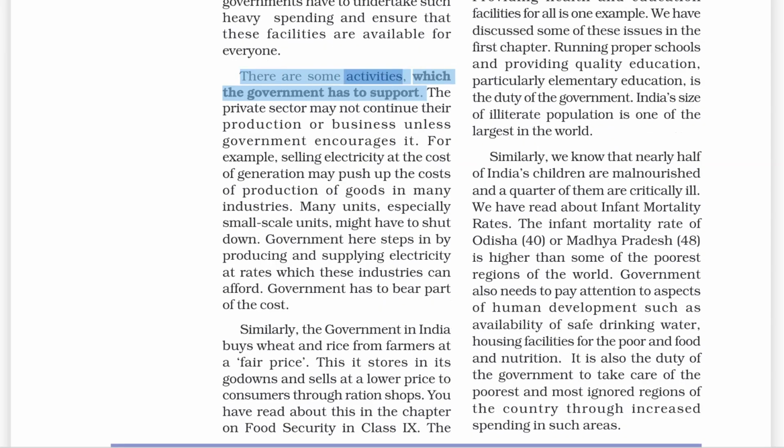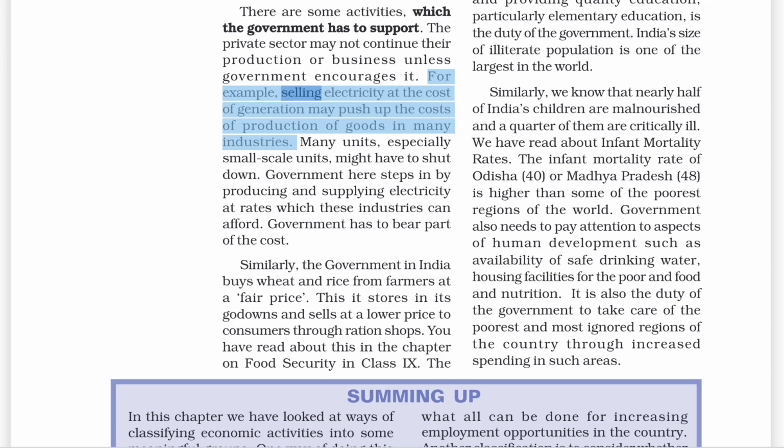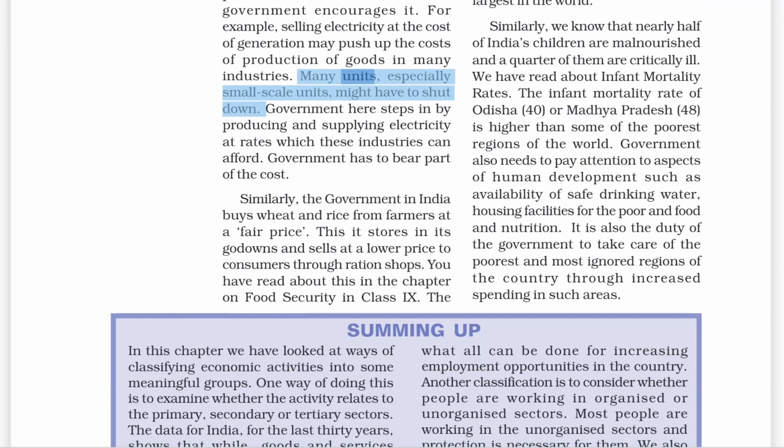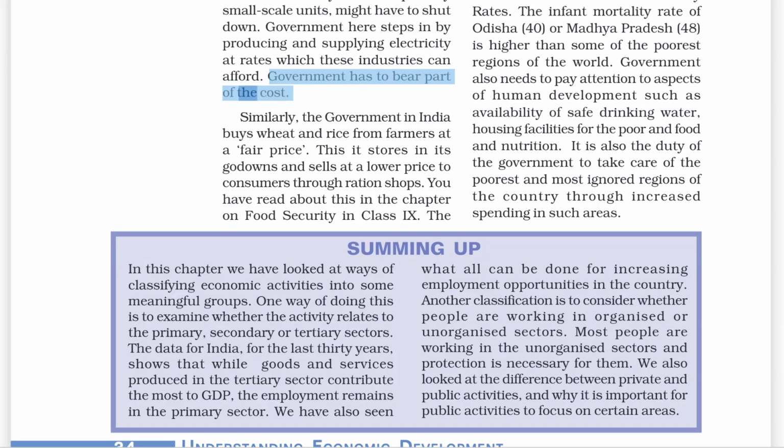There are some activities which the government has to support. The private sector may not continue their production or business unless government encourages it. For example, selling electricity at the cost of generation may push up the costs of production of goods in many industries. Many units, especially small-scale units, might have to shut down. Government here steps in by producing and supplying electricity at rates which these industries can afford. Government has to bear part of the cost.